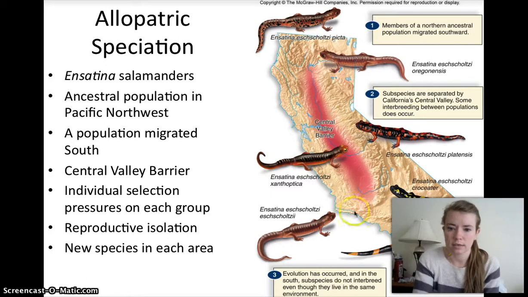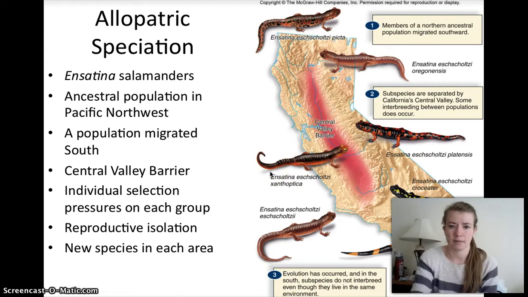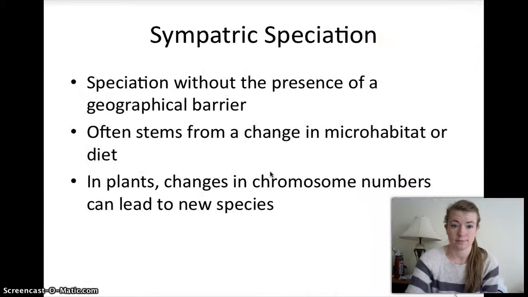The males of this group down here may not recognize the females of this group, so they can't mate anymore. They may mate at different times, because down here it makes more sense to mate in the early spring, whereas up here it makes more sense to mate in the late spring. For whatever reason, they've developed reproductive isolation, and now we have five different new species of the salamander. That is allopatric speciation, due to differences in geography.